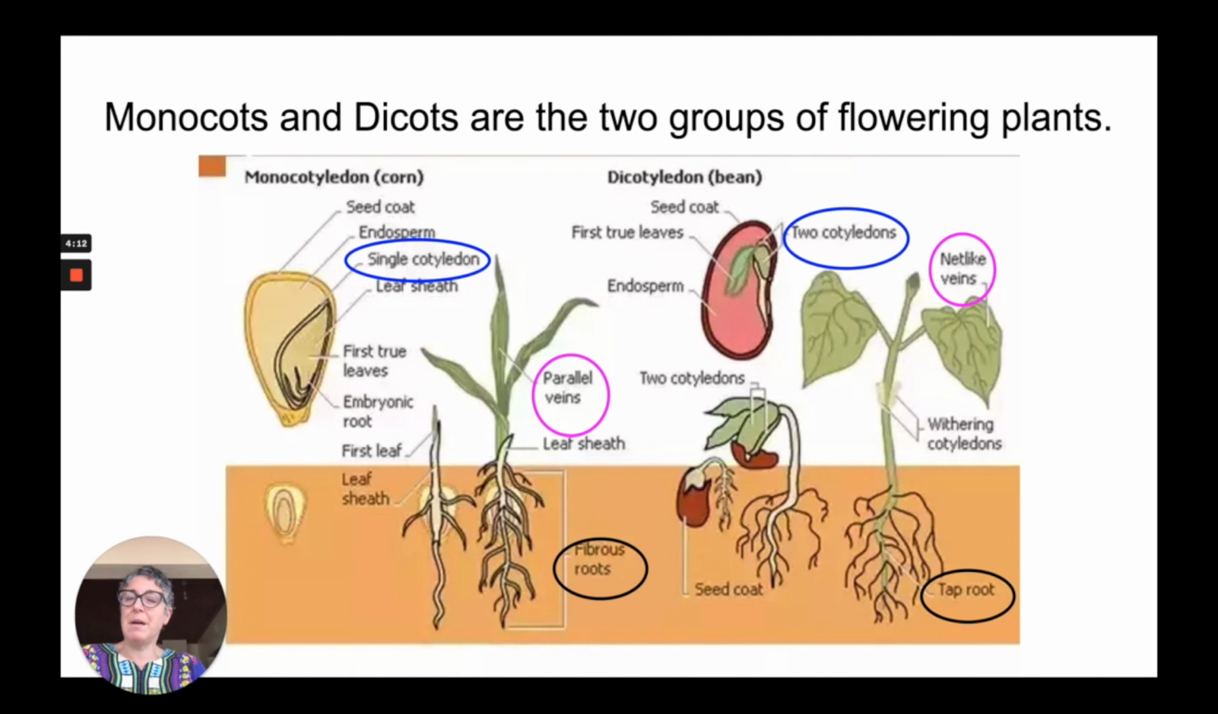There are hundreds of them on the maize cob, but each one of those is a single cotyledon or seed. If we look at something like a bean or a nut, typically there are two halves to that seed, and so that is where the dicot or two seed name came from.